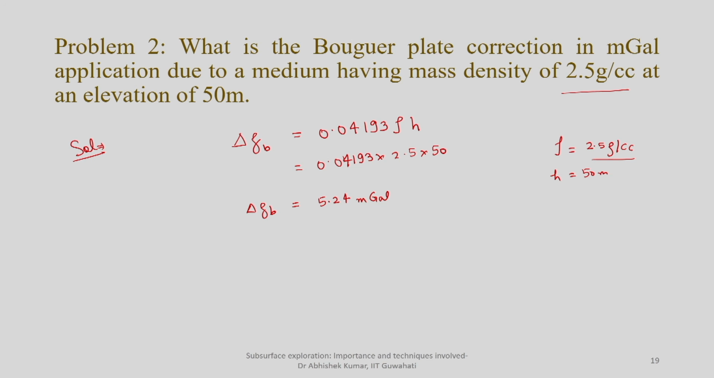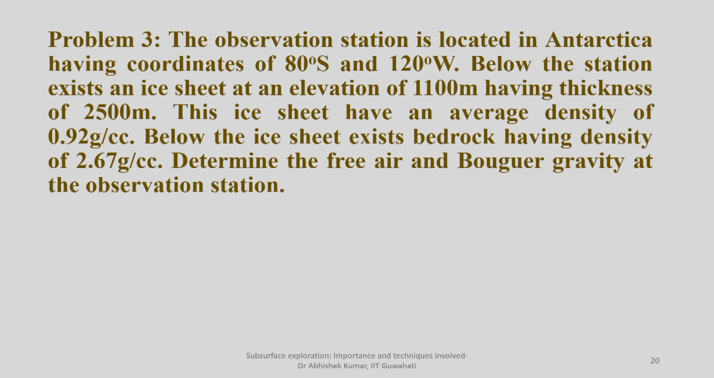Now, these are the corrections one by one. Now, the third problem is that the observation station is located in Antarctica. So, longitude and latitude are given. In addition, it is found that below the observation point there is an ice sheet. Because of the presence of the ice sheet above the bedrock, there will be some kind of pull or reduction in gravity depending upon the density of the medium. The ice sheet has a thickness of 1100 meter, located at an elevation of 1100 meter. So, three things are given here.